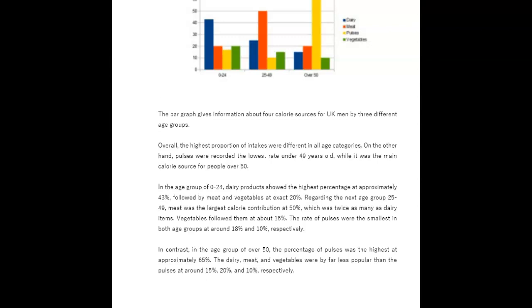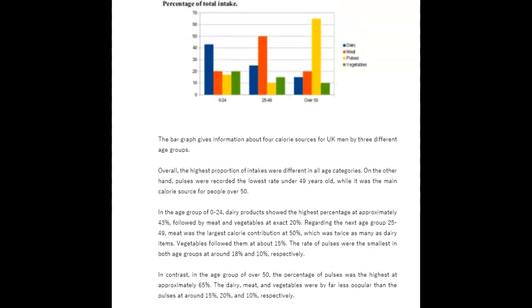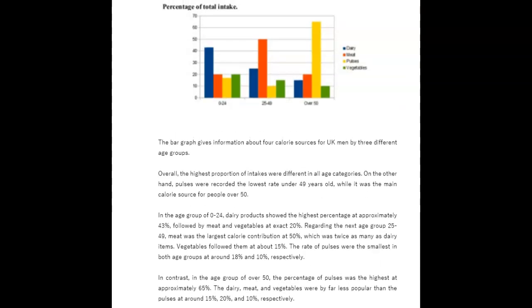Okay, it's actually a bar chart because we call them line graphs, but the rest of them are called charts. So pie charts, bar charts, okay? So the bar chart gives information about 4 calorie sources for UK men. It's not really by, but in 3 different age groups. Overall, the highest proportion of intakes were different in all age categories. On the other hand, pulses were recorded the lowest rate under 49 years old, while it was the main calorie source for people over 50.